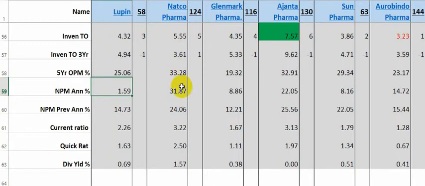Natco Pharma had earned a 31% net profit margin in the latest year, and in the previous year the profit margin was 24%. Ajanta Pharma has also managed a double-digit net profit margin of about 20% for both years.